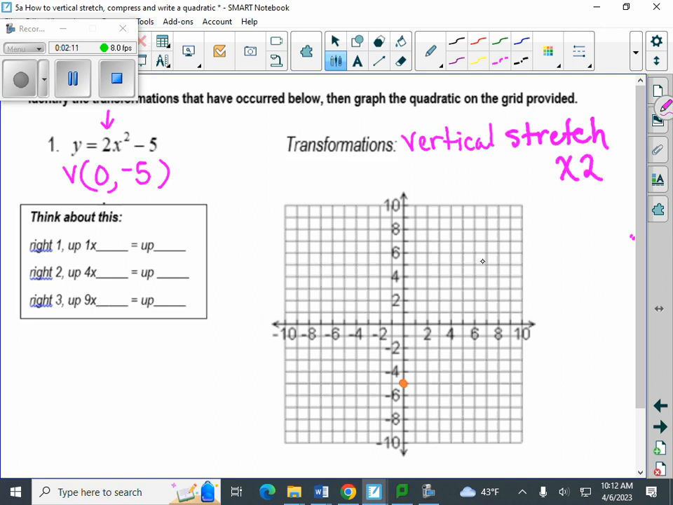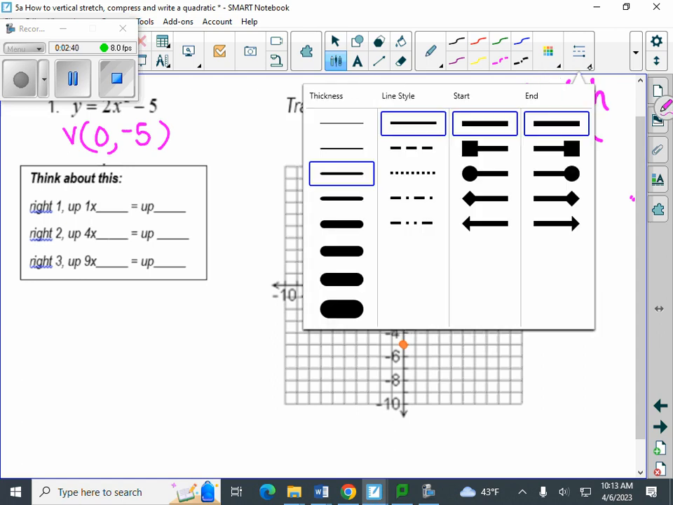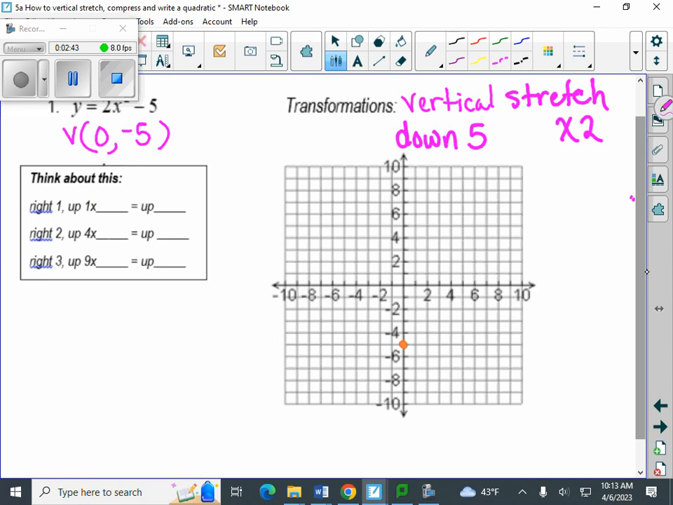And our other transformation, we were kind of able to identify by finding the vertex, which is we graphed going down 5. So in terms of our transformations here, everything is going to revolve around this orange vertex. But let's deal with our vertical stretch now, which is by 2. That means that this is going to be multiplied by 2.